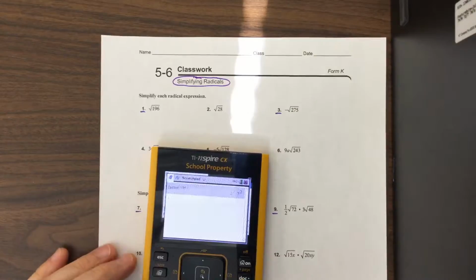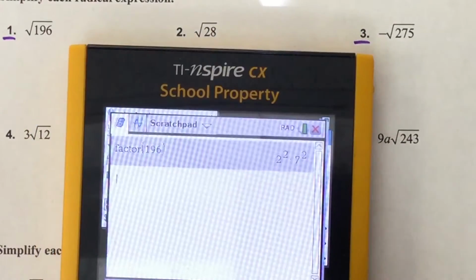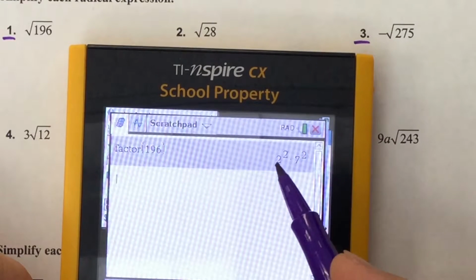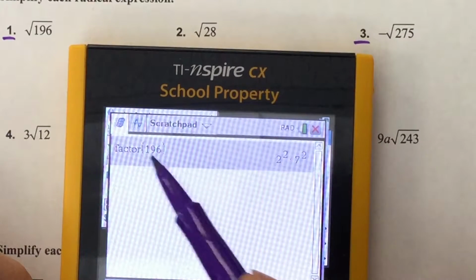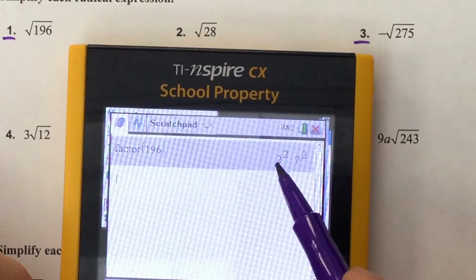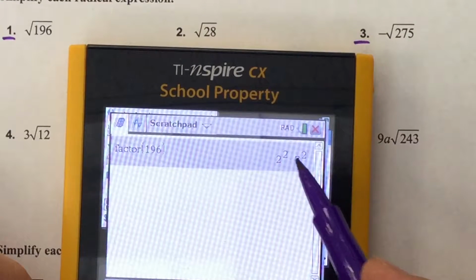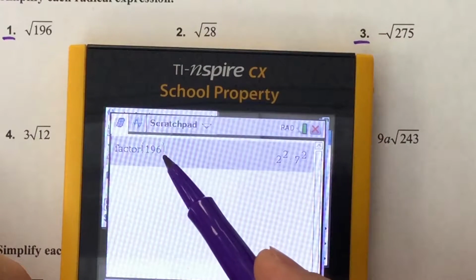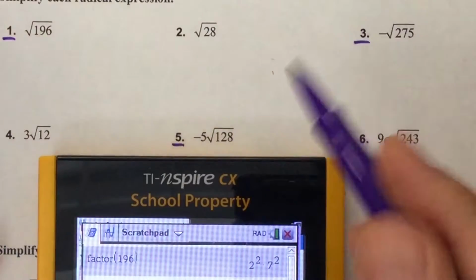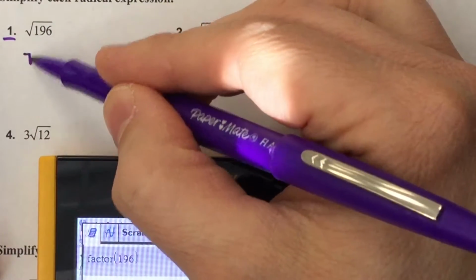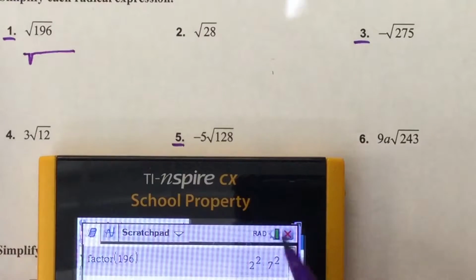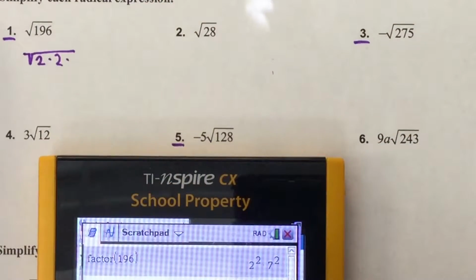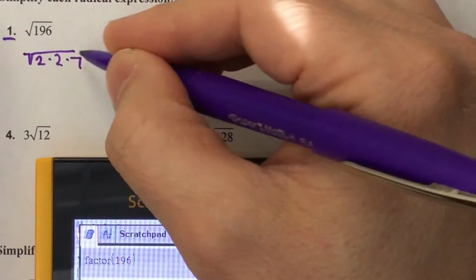It basically breaks it down to its smallest math components, the prime numbers that multiply all together to give me 196. Basically it's saying 2 times 2 times 7 times 7. If I multiply all those together, I get 196. So what we're going to do with those numbers, I'm going to go ahead and write them out. Instead of 2 squared, I'm going to write 2 times 2, and then instead of 7 squared, I will write 7 times 7.